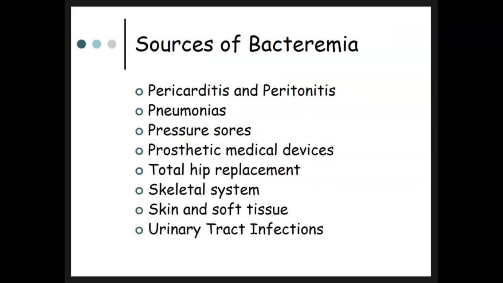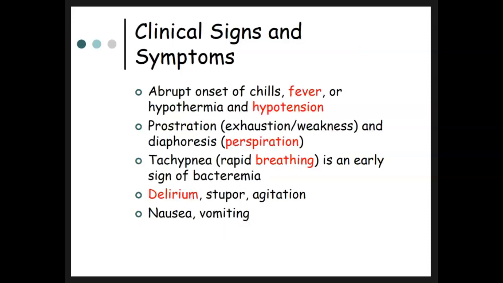What are the sources of bacteremia? So where do these even come from? Pericarditis, peritonitis, pneumonias, pressure sores, prosthetic medical devices, knee or hip replacements, the skeletal system, the skin and soft tissue, if we can get an abscess, and urinary tract infections. Those can all be sources of bacteremia.